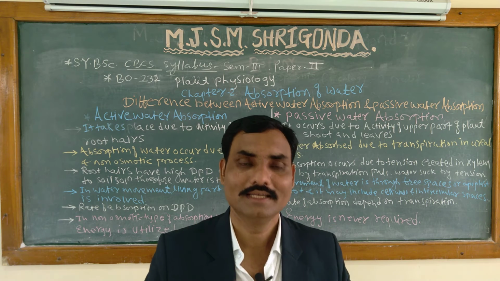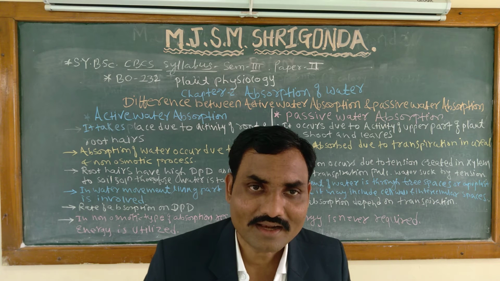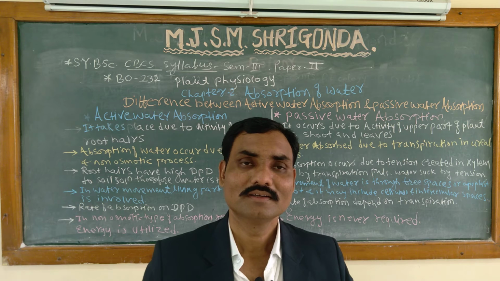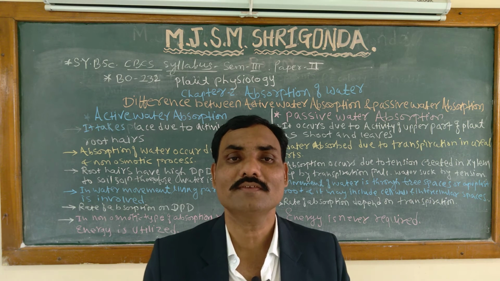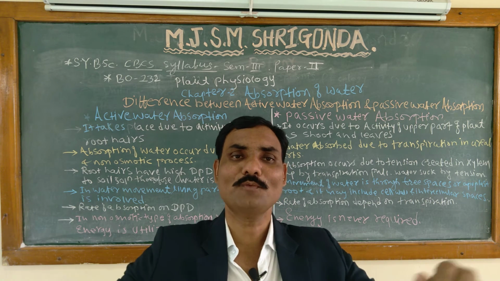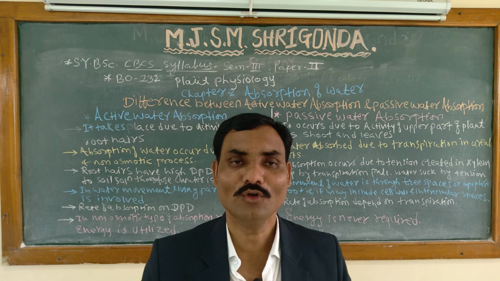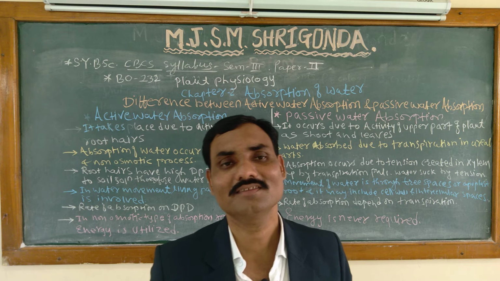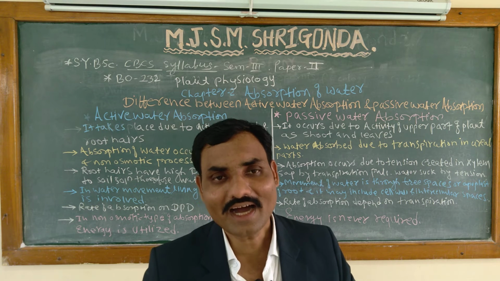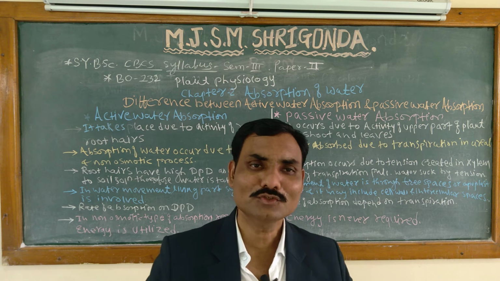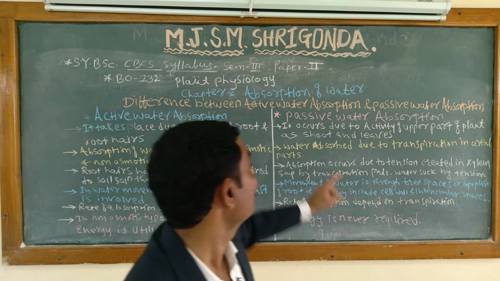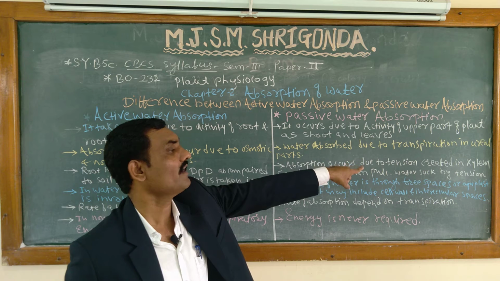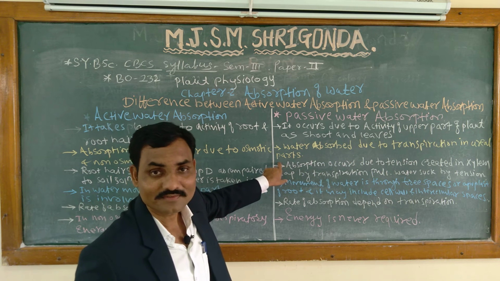Stem, leaf, flower, those are the aerial parts. And through aerial parts, transpiration takes place. What is transpiration? Loss of water takes place. How? Loss of water takes place through the lenticels, through the cuticle, and through stomata also. Therefore, in passive water absorption, water is absorbed due to transpiration in aerial parts.